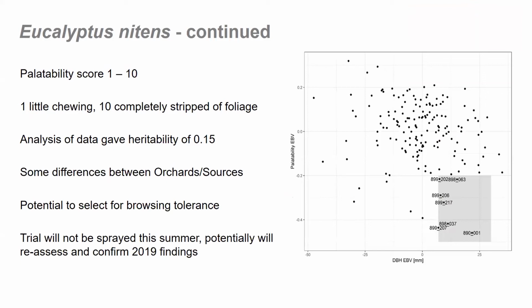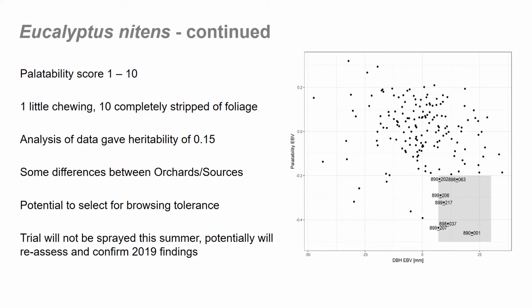So we used a palatability score, which ranged from 1 to 10. 1 was no chewing and 10 was completely stripped, like a witch's broom. Analysis of the data we got gave a heritability of 0.15, which is similar to diameter for a lot of species, so scope there. There were some differences between the orchards and sources which made up that trial.